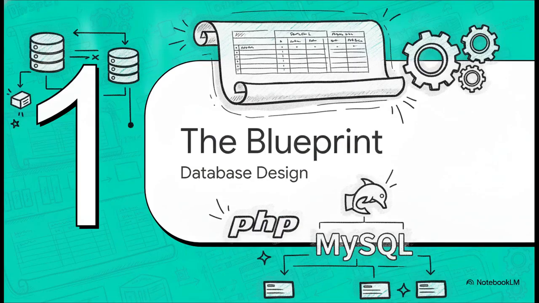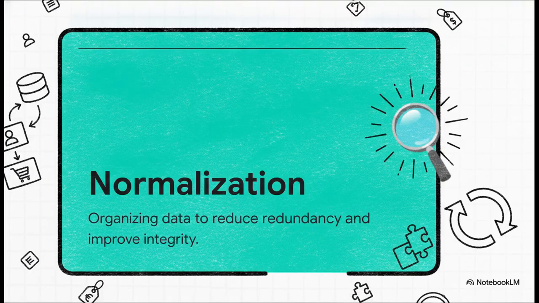All right, step 1, the blueprint. Let's talk about database design principles. Before we even write a single line of code, creating a logical blueprint is absolutely crucial. We have to define our entities, things like users or products, and their attributes, like a name or a price.